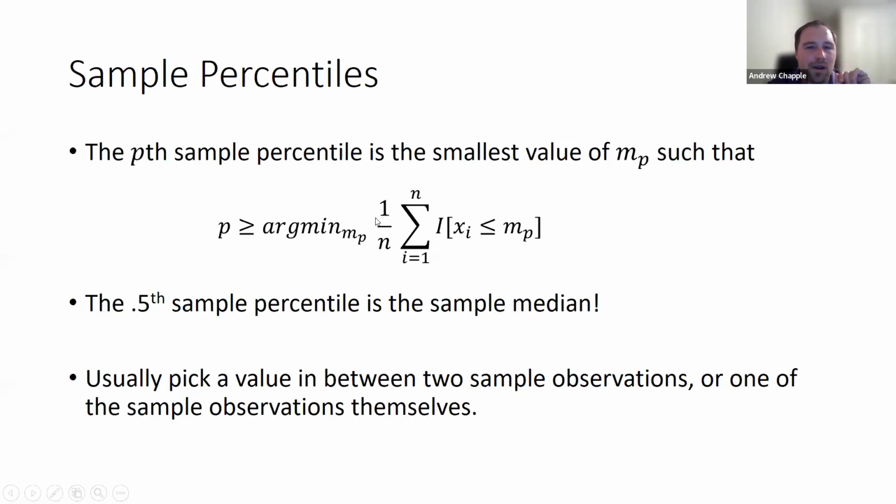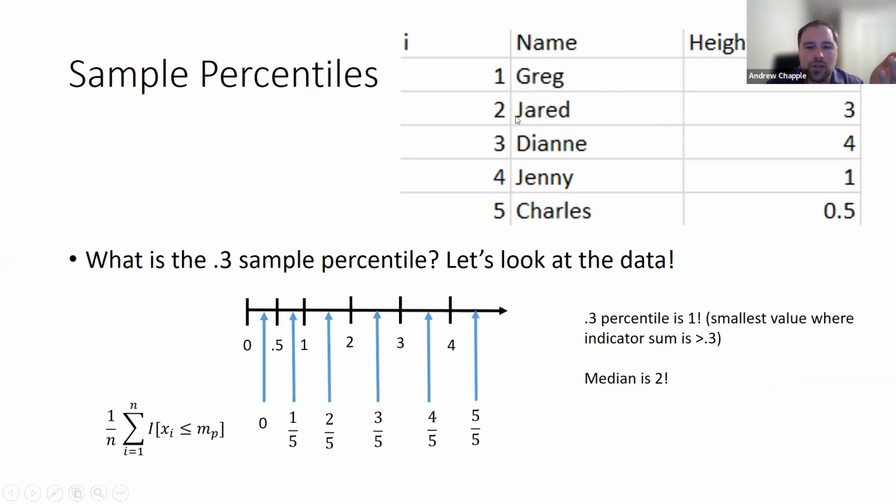And it's the point where it's the smallest point. That's what this argument means, where this sum, this function here, this probability, is bigger than P. So P could be 0.5. What's the value there? So 0.5 here, the 0.5 percentile, is the sample median. And you can do this pretty easy in R too. So let's look at an example.